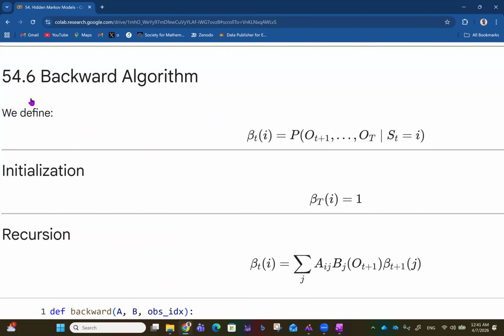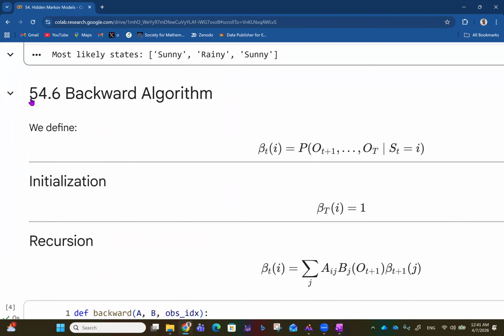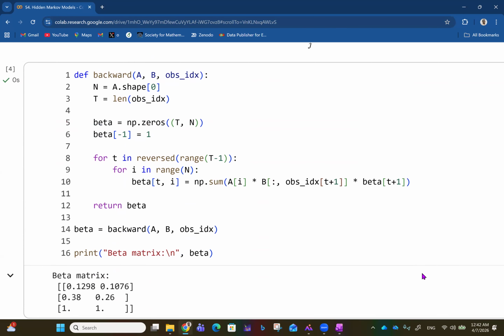Then we have the idea of the backward algorithm. We define beta sub t of i to be the probability of observation t plus 1 all the way to observation T, given that the state at time t is i. Then you have the initialization: beta sub big T of i equals 1, and you have the recursion: beta sub small t of i equals the summation over j of aij, bj of o t plus 1, beta t plus 1 of j, like that. And then we can also run this here.